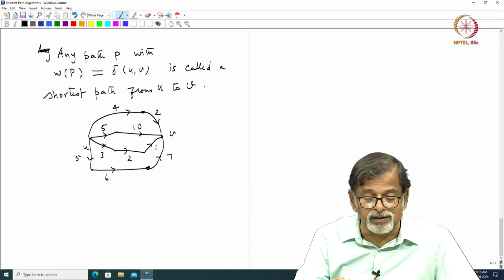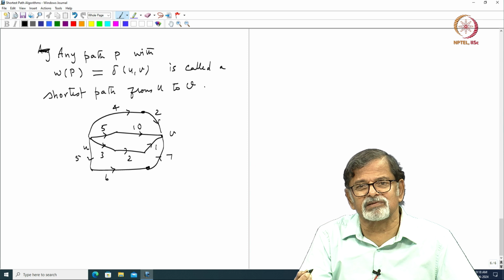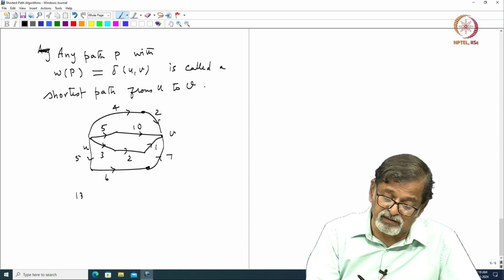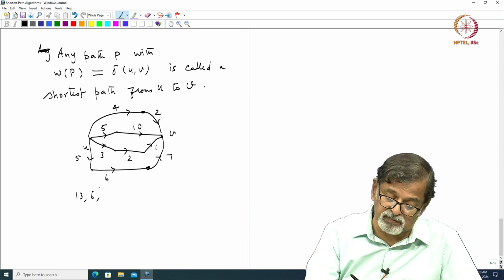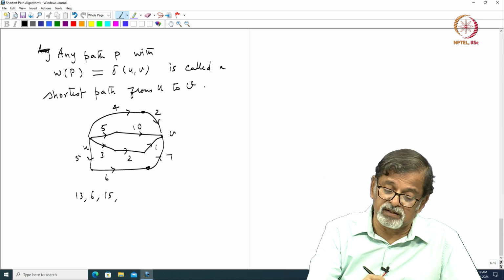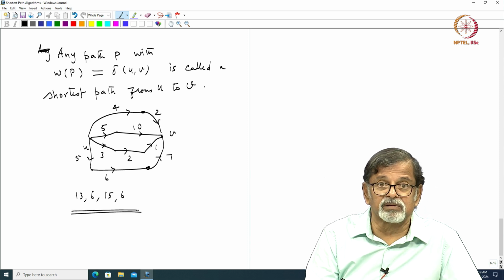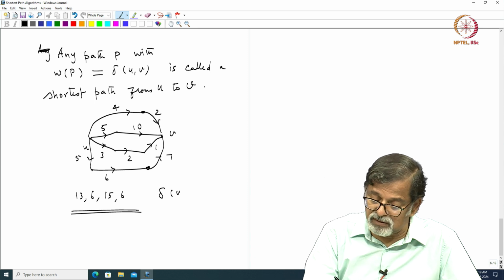So from U to V in this picture there are 4 paths. Each path has got its own weight. This one path has got weight 13, another path has got weight 3 plus 2 plus 1, 6, another path has got weight 15, another path has got weight 6. So delta UV is 6.